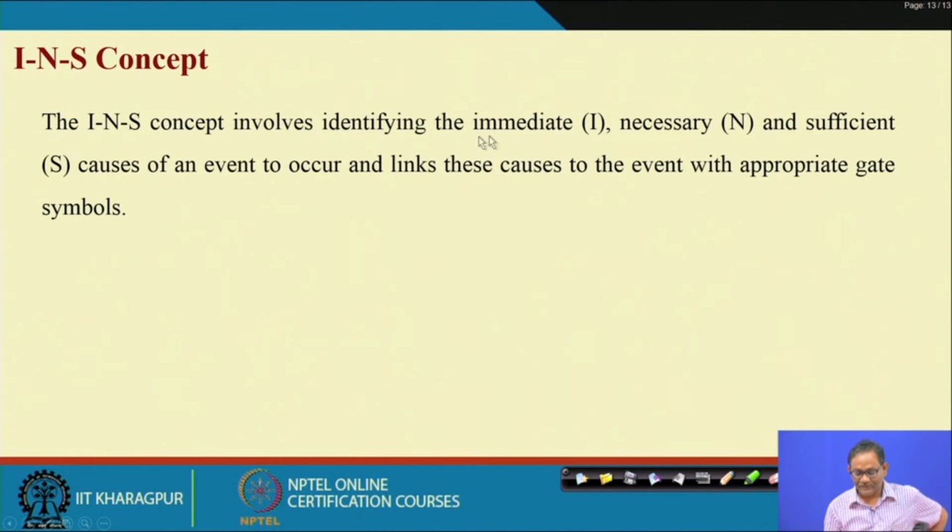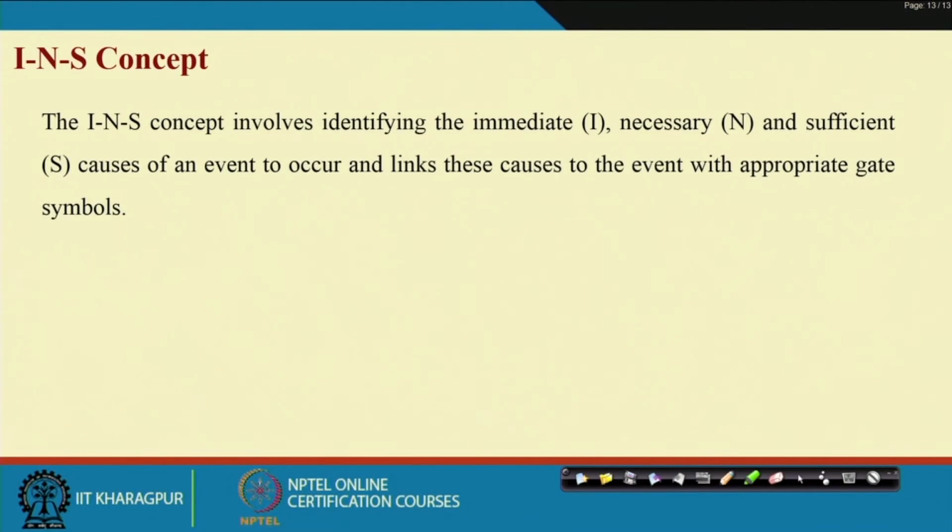The INS concept involves identifying immediate, necessary and sufficient causes of an event to occur, and linking these causes to the top event with the appropriate gate symbol. Suppose you are talking about a system level failure. Immediately, you will find out what the possible causes are, and those causes must be necessary and sufficient to have the top event occur.